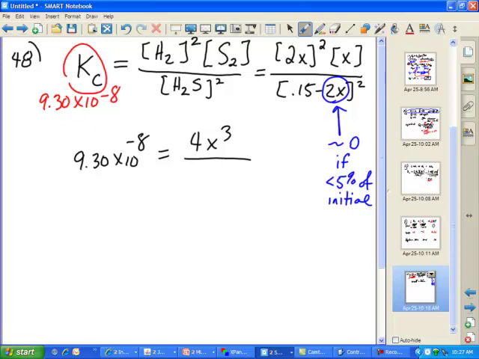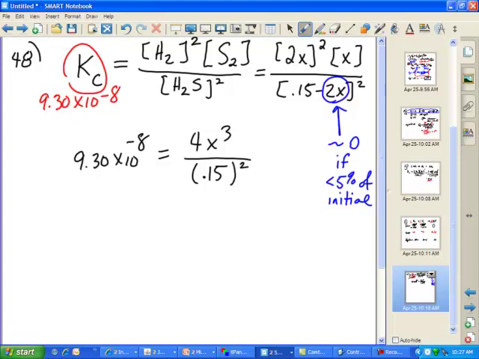You might say, well, why don't you make this 0? Well, because if I do that, then I lose the whole problem. I don't have anything to plug into to solve. So we're going to go ahead and assume that less than 5% of this original concentration is actually reacting. Then we can actually bypass the quadratic equation.